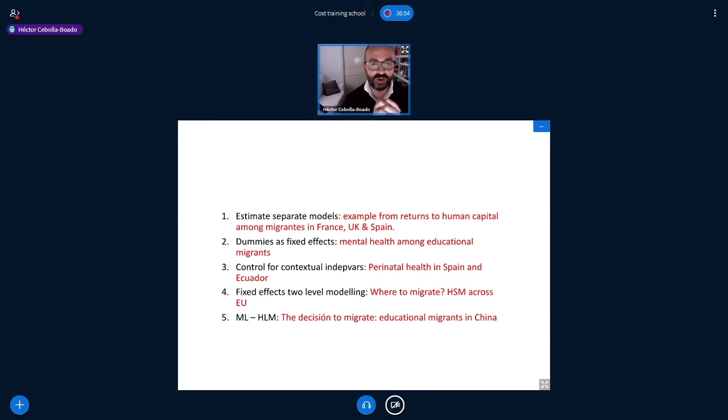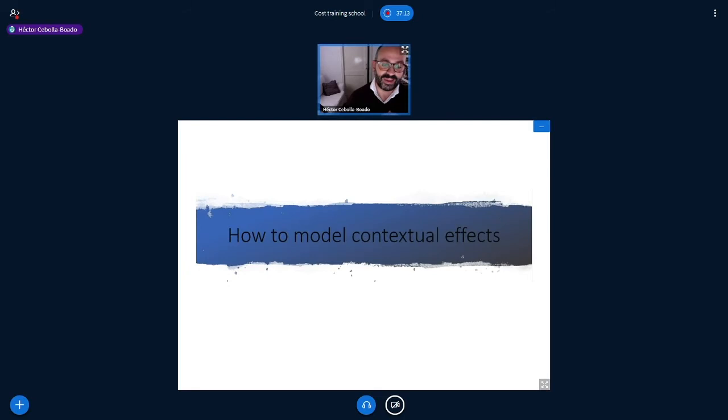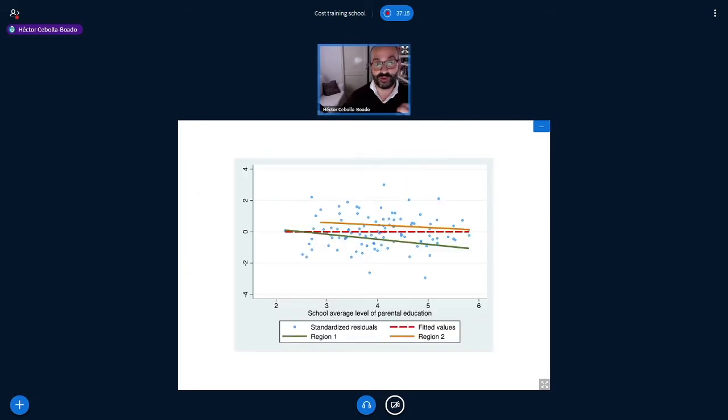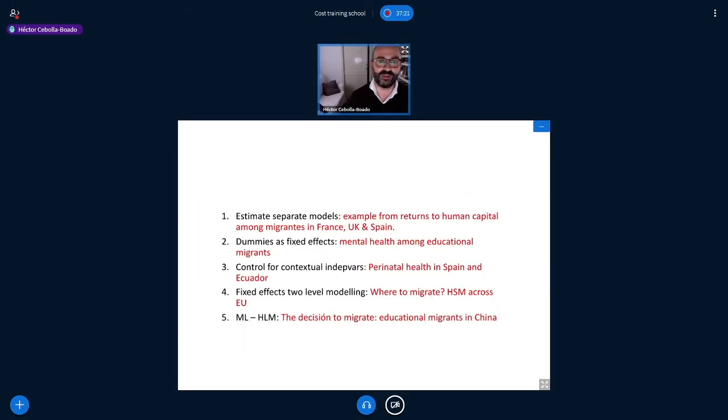I will show you an example of returns to human capital among migrants in 3 different countries, estimating different models. One country will be France, another the UK, and the other Spain. This will help us solve this kind of hidden difficulty that we can confront unless we are very aware of how important contextual information is in our migration research.